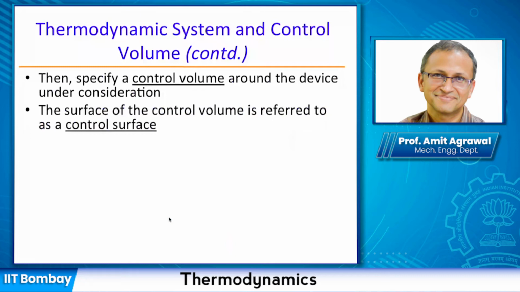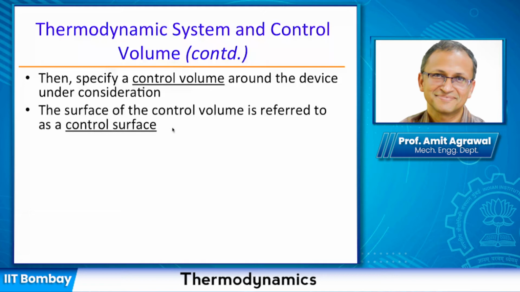And then we have a control surface, and the surface of this control volume is essentially called a control surface. Of course, we sometimes abbreviate them as CV and CS, and you will see that this is an important concept.